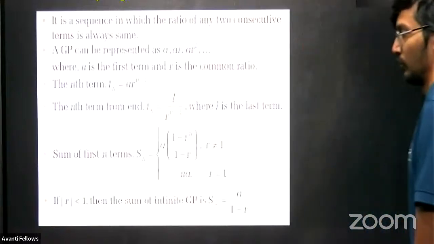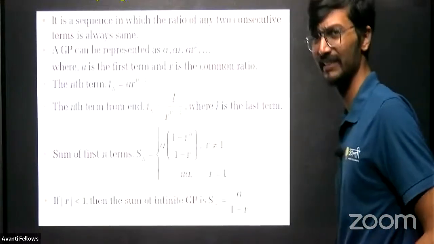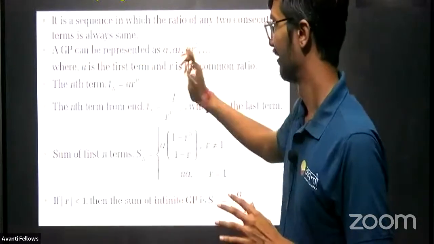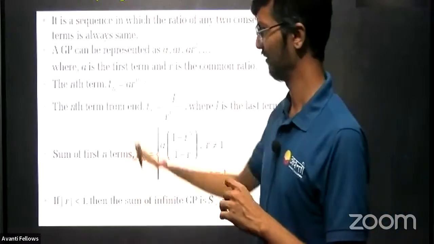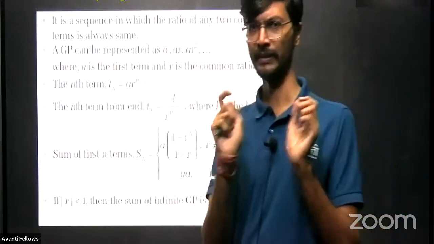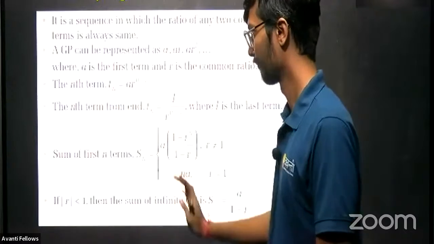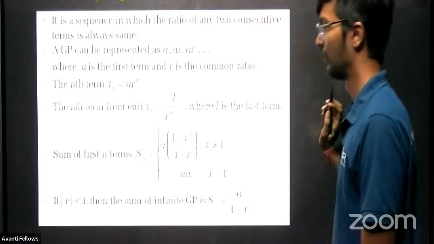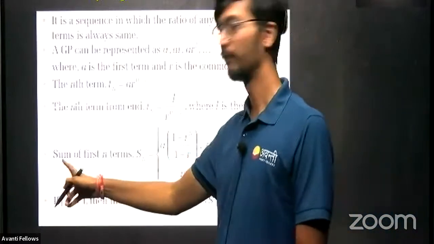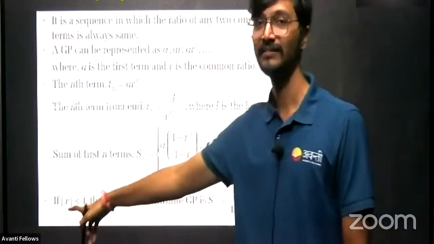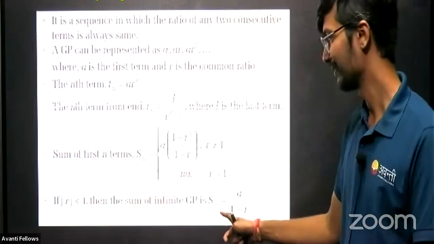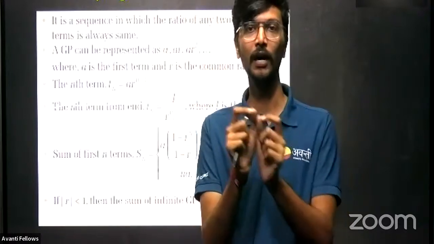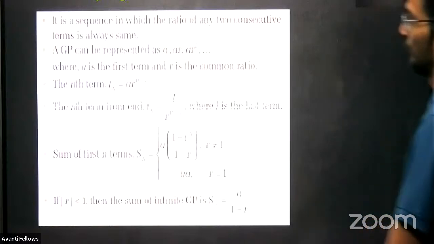Yeah, so look at this. What is a GP? The ratio of two consecutive terms is always the same. GP is represented by this. A is the first term, R is the common ratio. The nth term is this. I told you there is no need to remember the nth term from the end. The sum of the first n terms is a very important formula. And if mod R is less than 1, then we get S infinity. What is S infinity? The sum of infinite terms of the GP. I hope this is clear.